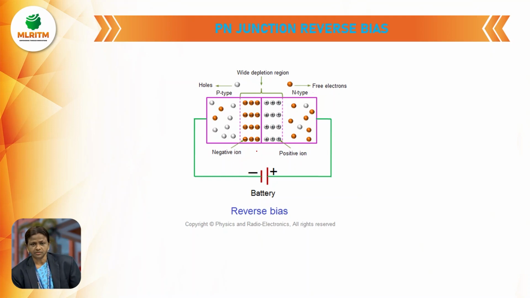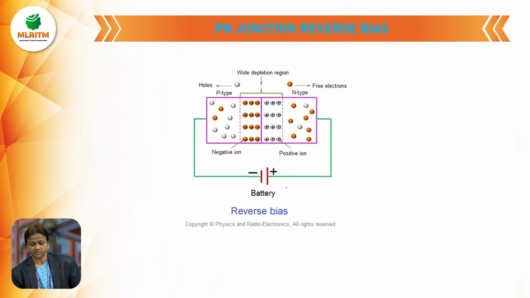Whenever the PN junction diode is in reverse bias, current is due to minority charge carriers. That is in the order of microamperes. Whenever the PN junction diode is connected in forward bias, current is due to majority charge carriers. That is in the order of milliamperes. When the PN junction diode is connected in reverse bias, current is due to minority charge carriers. This current is also known as leakage current.